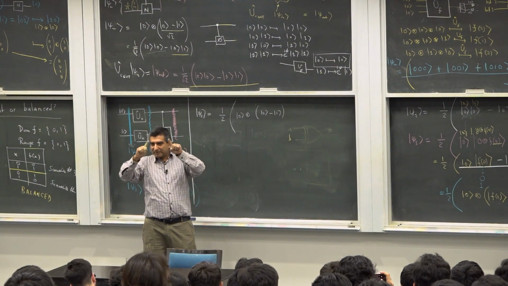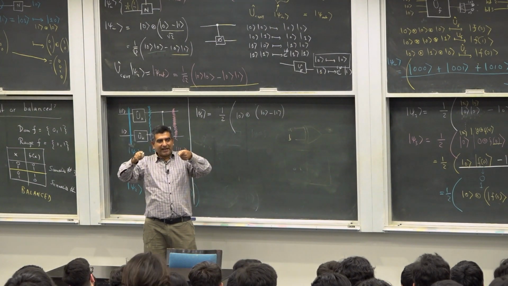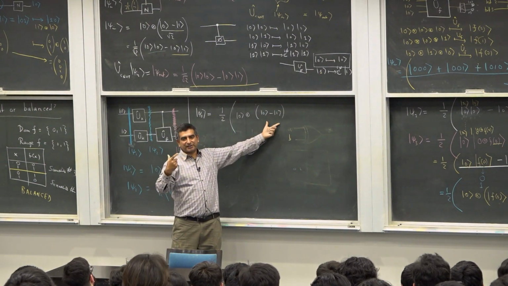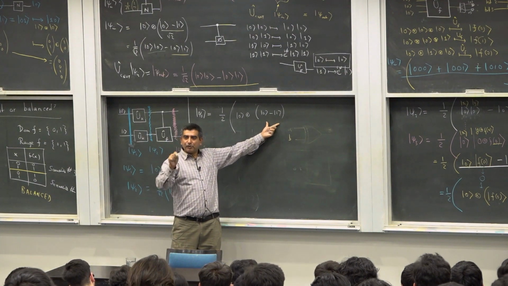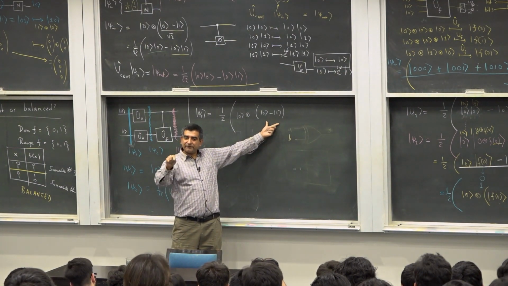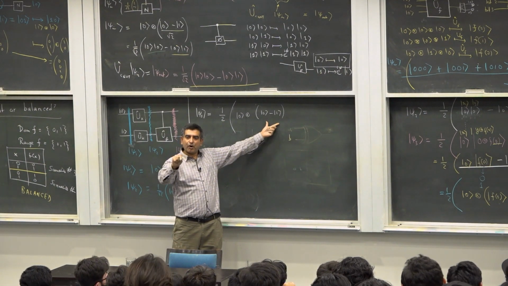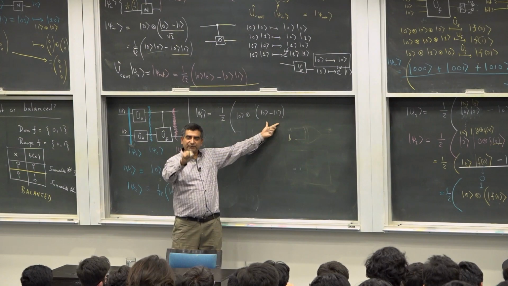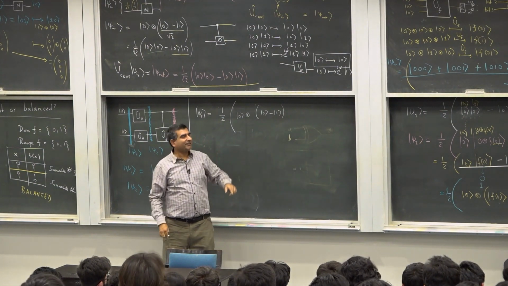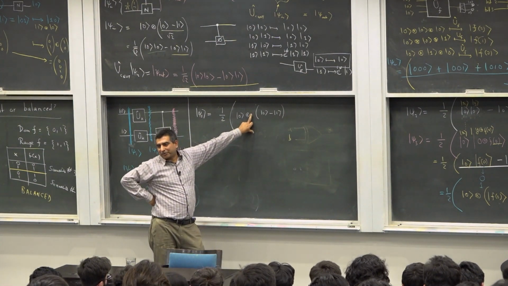Now I need to take this term ket 0 minus 1, or it could be minus ket 0 plus 1. So all of this could be with the minus 1 factor. And what determines whether this is positive or negative? The value of f of 0. The value of f of 0 determines whether I put a minus sign here or I don't.